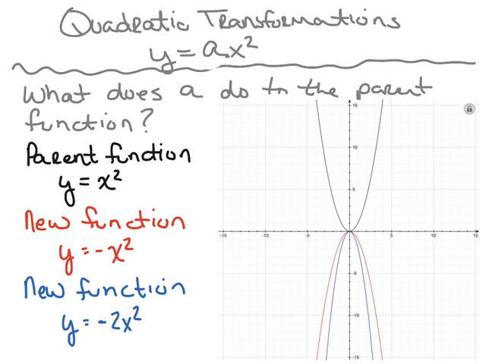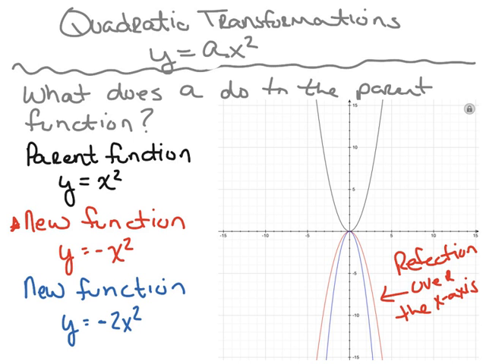Alright, let's continue looking at the value of a, the number in front of the x squared. This time you'll notice that I put a negative sign in front of the x squared. And what happens here is we end up flipping the graph over the x-axis. So this time what we have is a reflection. And when we say reflection, to be more specific, we're saying that we have a reflection over the x-axis. We're flipping the graph over the x-axis. That's all the negative sign does. It flips it over the x-axis.